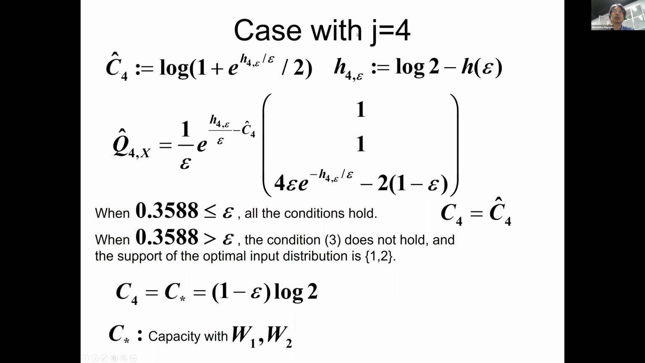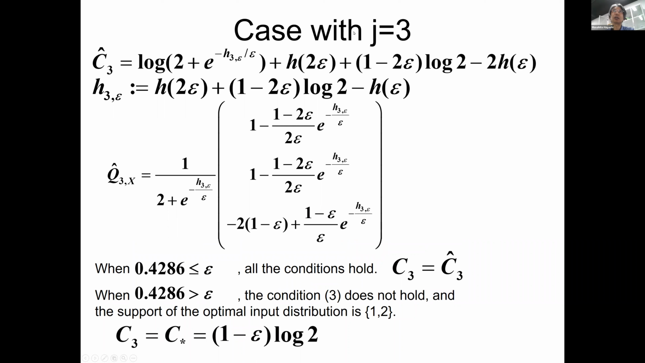Firstly, we consider the case J equal 4. In this case, C hat is calculated in this way, and here H4 epsilon is given by this equation, and the Q hat function is given this way. If epsilon is greater than this threshold, all conditions hold, then C4 equals C4 hat. So we can calculate this channel capacity. Otherwise, condition 3 does not hold. Then the support of the optimal input distribution is only 1 and 2. In this case, we can calculate the channel capacity C star in this way, and this equals C4.